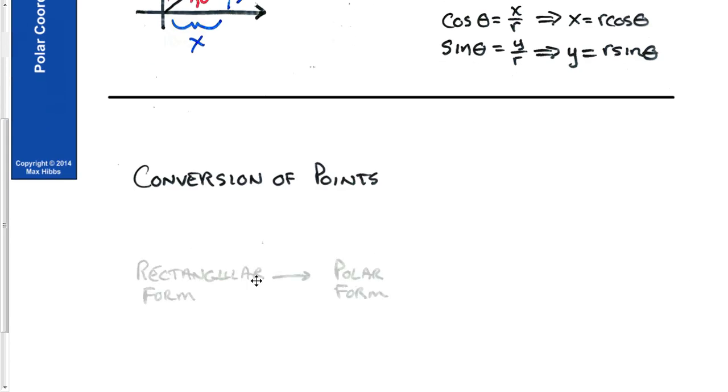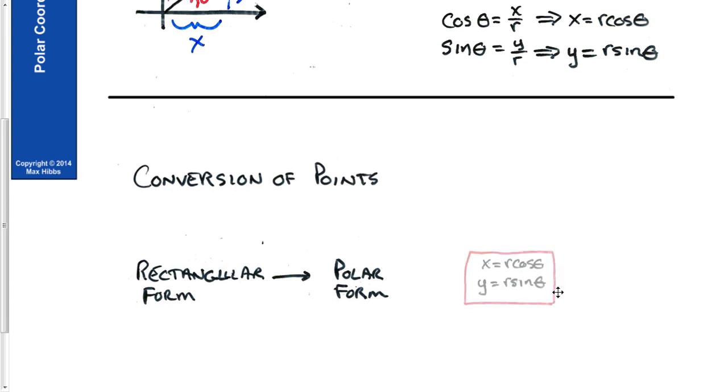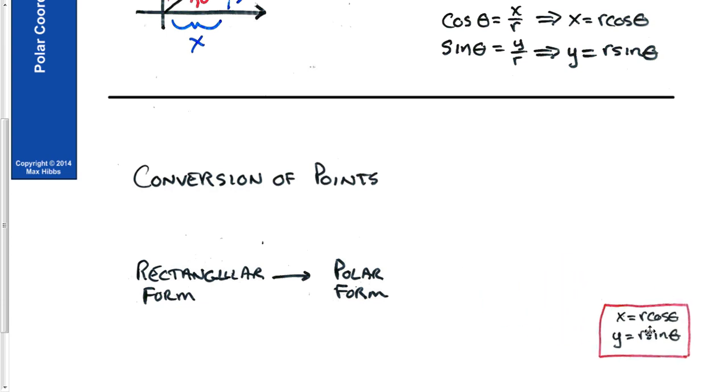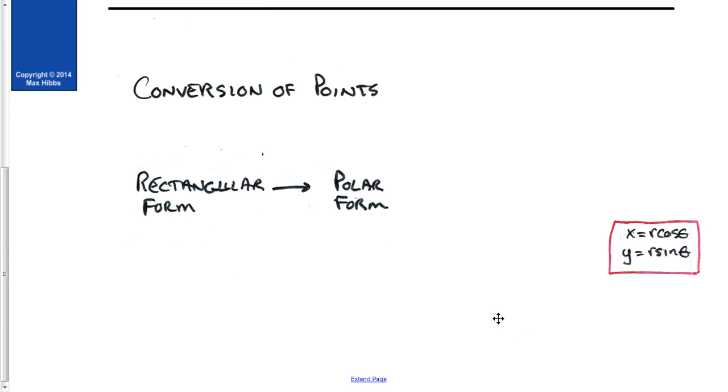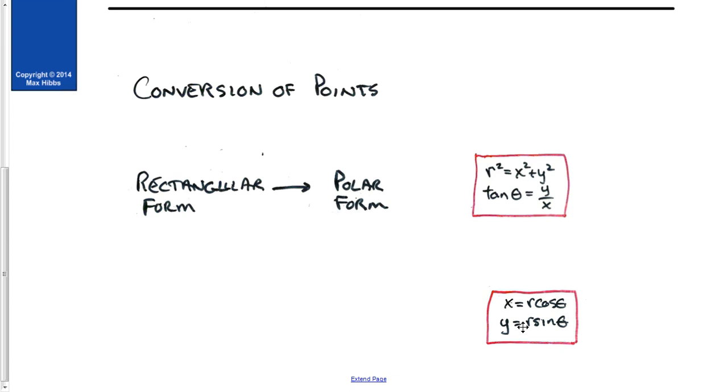And so if we're going from rectangular form, that means we know the x and y, and we want polar form, then what we use is, whoops, I've got that backwards. Oh my goodness. Well, I'm going to have to change something around here. Sorry about that.